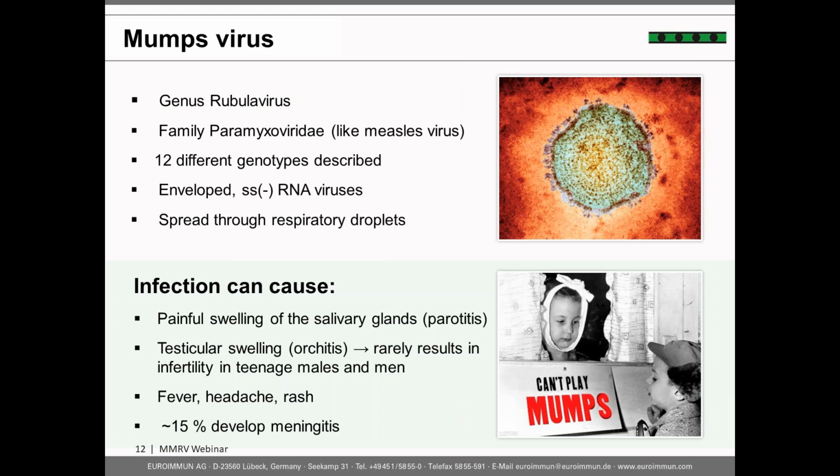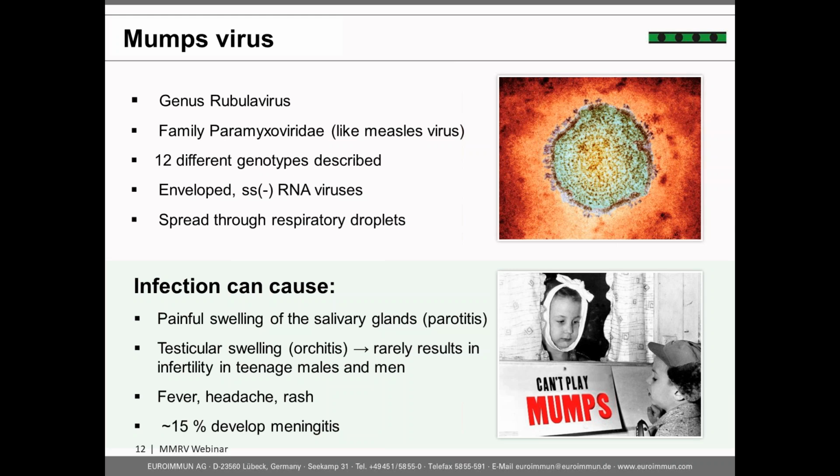Moving on to mumps. There's quite a bit of overlap between measles and mumps. First and foremost, they belong to the very same family, which is again the Paramyxoviridae. In contrast to the 24 genotypes that have been described for measles, there's only 12 different genotypes described for mumps. Again, an enveloped virus with a single-strand negative RNA genome. Also spreads through respiratory droplets.